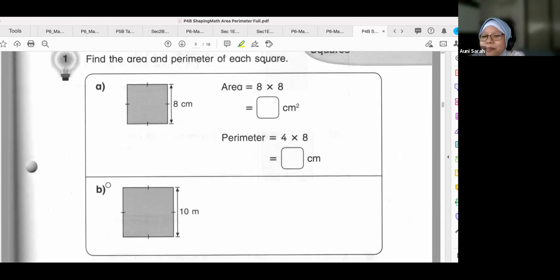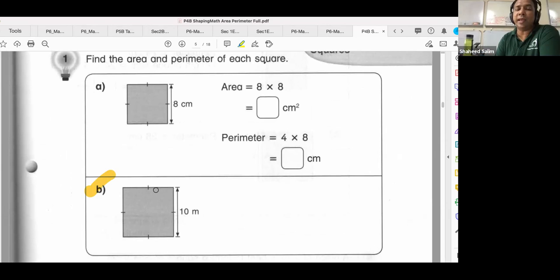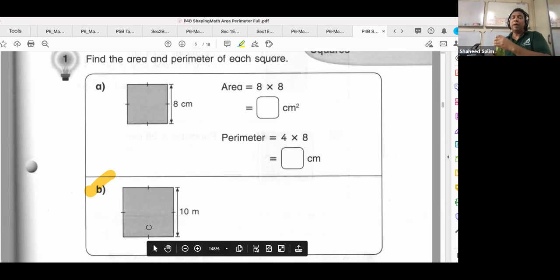Okay, now we want you to do only B, only B. We want you to find the area. We want you to find the perimeter. So they give you an example here. Area is length times breadth, 8 times 8. Perimeter is 8 plus 8 plus 8 plus 8. So we want to do B. What is the area? What is the perimeter?